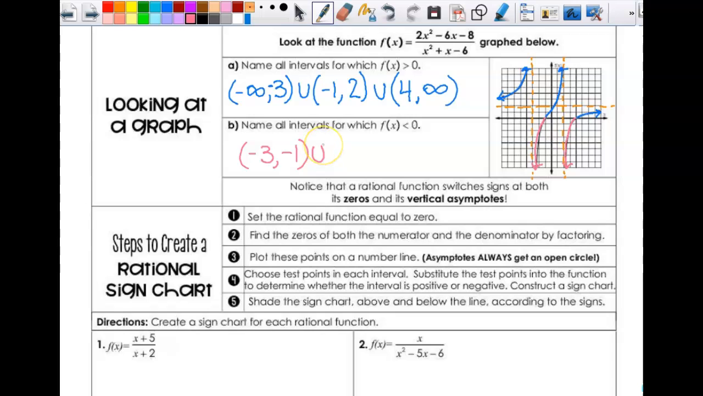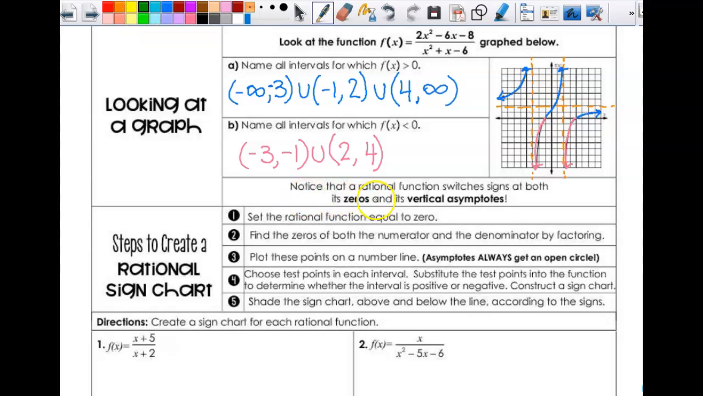Then I start back over at 2 and go to 4. Don't include this one because it's an asymptote. Don't include that one because it's a 0. Okay. What questions do you have? All right. So let's look at this.